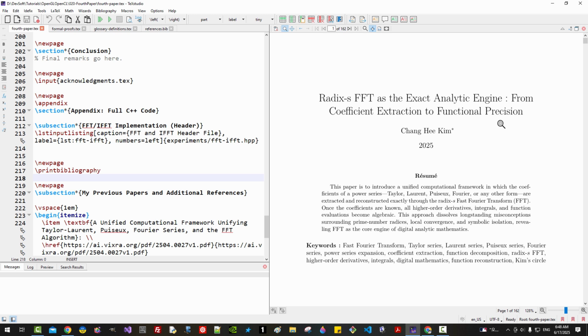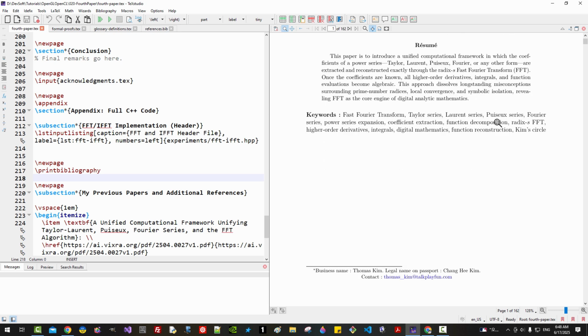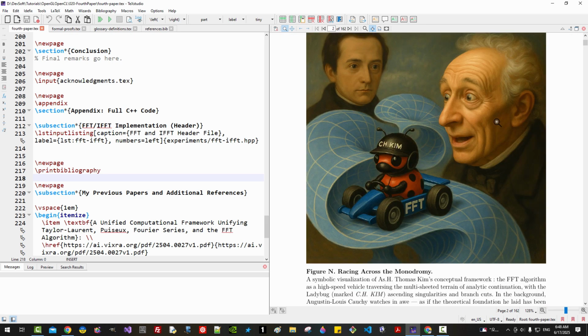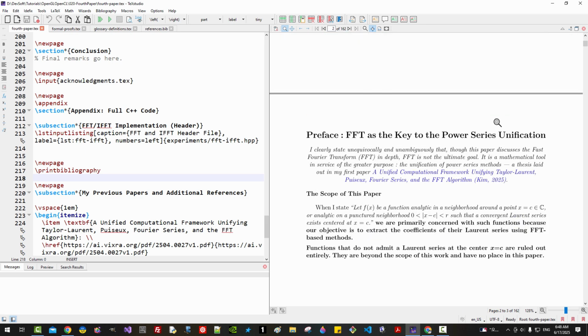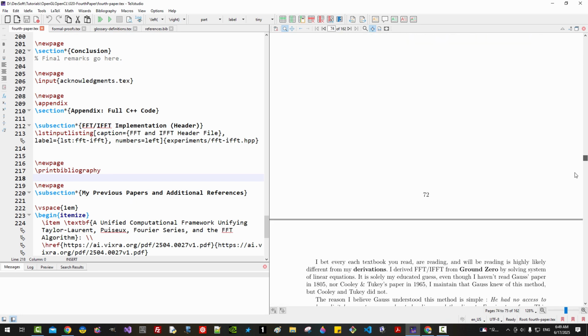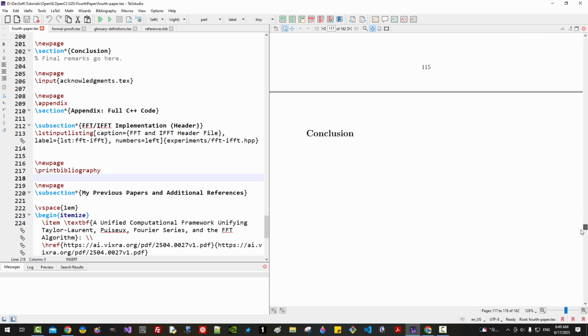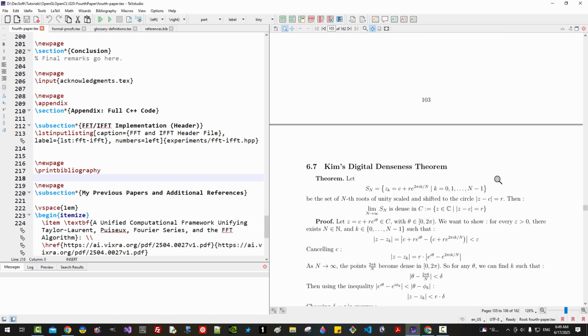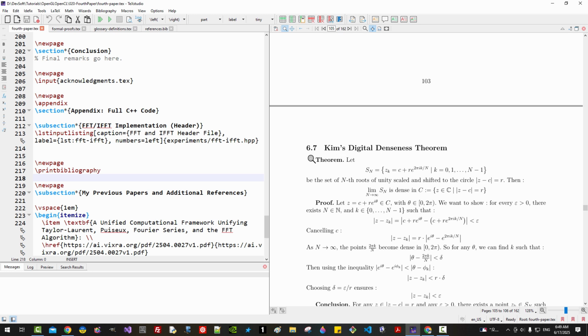precision. I have been writing this paper for almost 3 months now. This paper is huge. If I scroll down up to section 6.7, Kim's digital denseness theorem, it is over 100 pages.